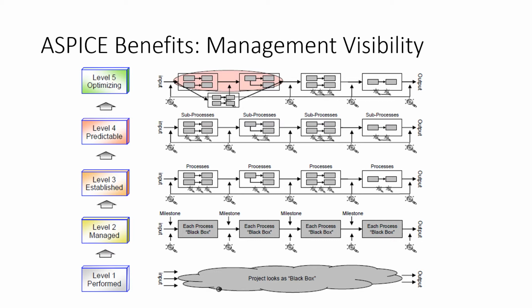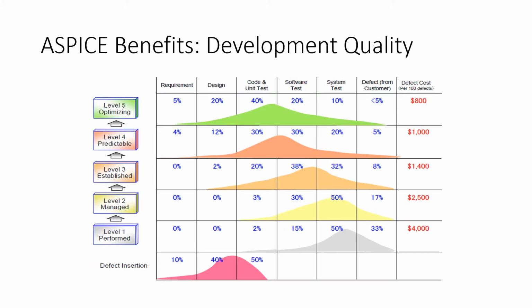Level 5 is called optimizing, where we work on continuous improvement of the process. So this is management visibility, and next, the development quality.